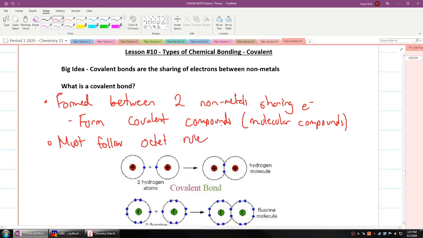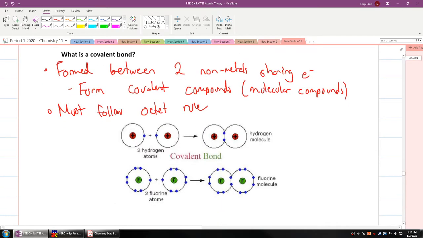So this is an example of a covalent bond. Two hydrogen atoms coming together, sharing electrons by overlapping their bonds. Same thing with fluorine. They're going to share, and thus they have a full octet. So hydrogen only needs 2 electrons in its outermost shell. It has a full octet. Fluorine only needs 8 electrons in its outermost shell. It has a full octet.